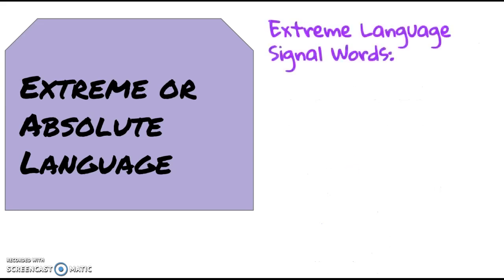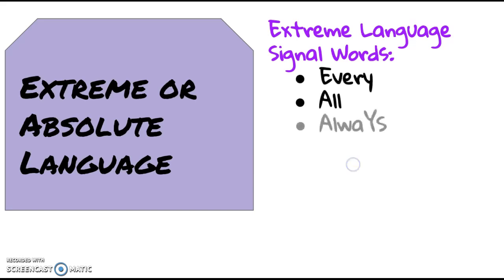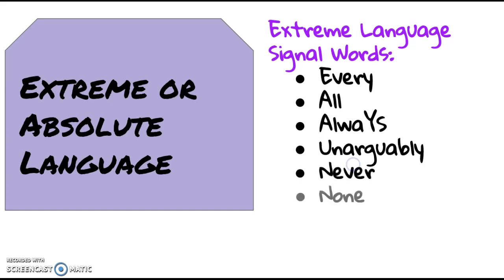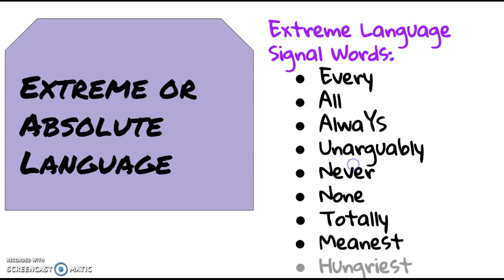There are some signal words you can look for. Now, you won't always find these. Sometimes it's implied. But if you see words such as every time, all, always, unarguably, never, none, totally, or words that describe, some adjectives that say the meanest old teacher alive, the baldest, the hungriest, the nicest. All the fans love the Eagles. All right, those are extreme and absolute language.